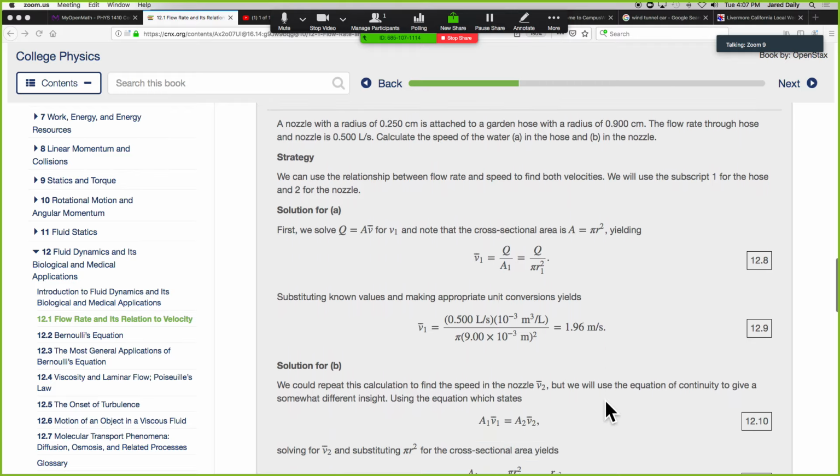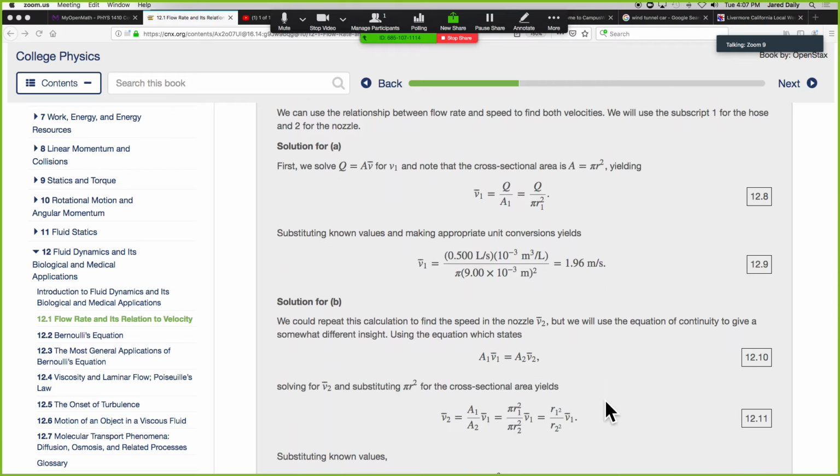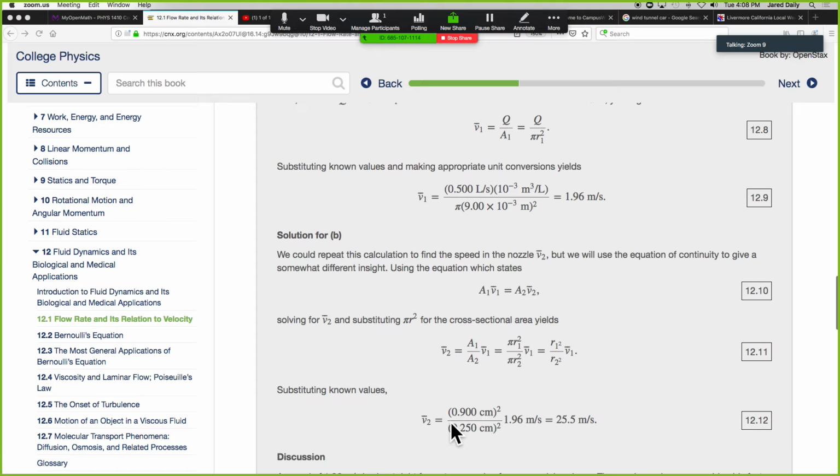In the nozzle, we use the cross-sectional area of the nozzle, and the same thing. Or in fact, actually, they go back to the flow rate equation and calculate it from there. But you can also just do it from the area and the flow rate, either way. But they do that, and they get 25.5 meters per second. 1.96 in the hose, 25.5 at the nozzle.